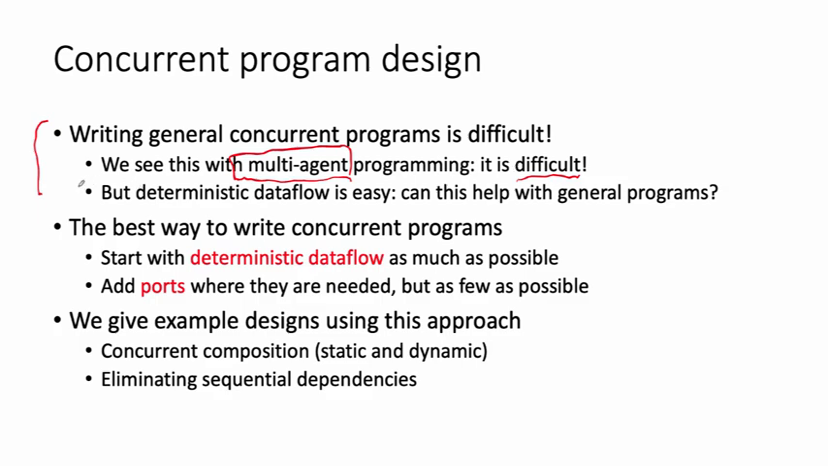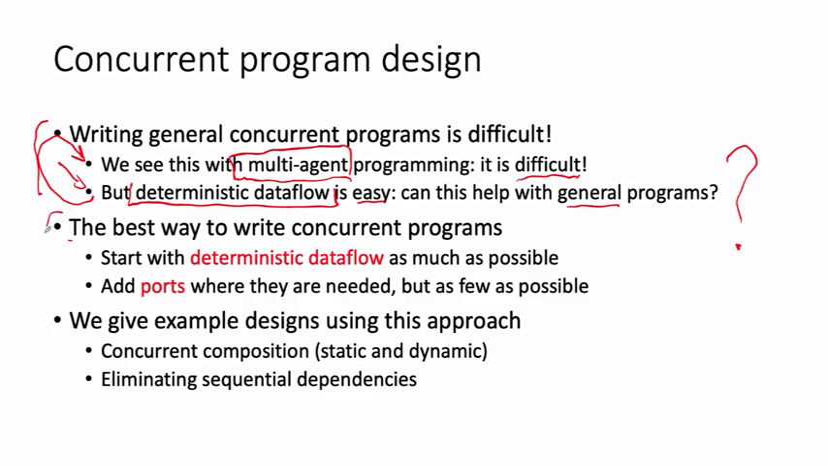But on the other hand, we saw another model, deterministic data flow, which is actually much easier. It's so easy that you can add threads wherever you want. So the question is, can we somehow get the advantages of deterministic data flow and still do general distributed programming? Deterministic data flow has limitations, but can we keep its advantages and do general concurrent programs? This is possible. It's what we're going to see today.